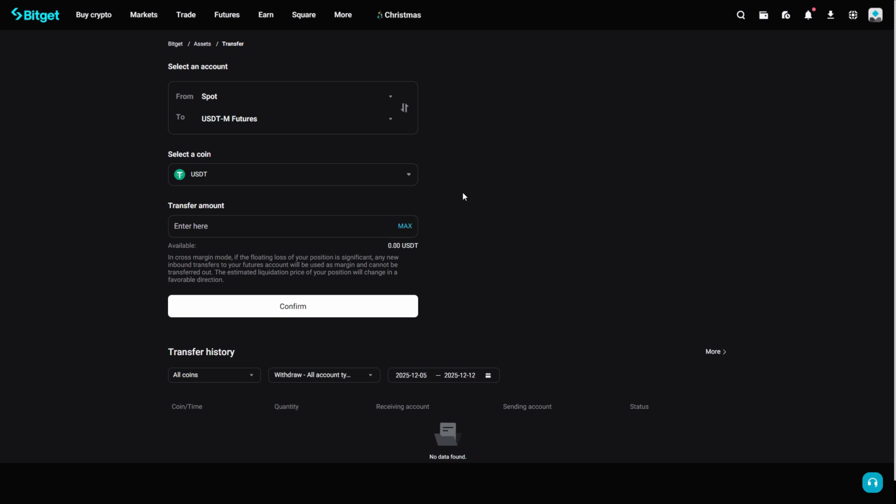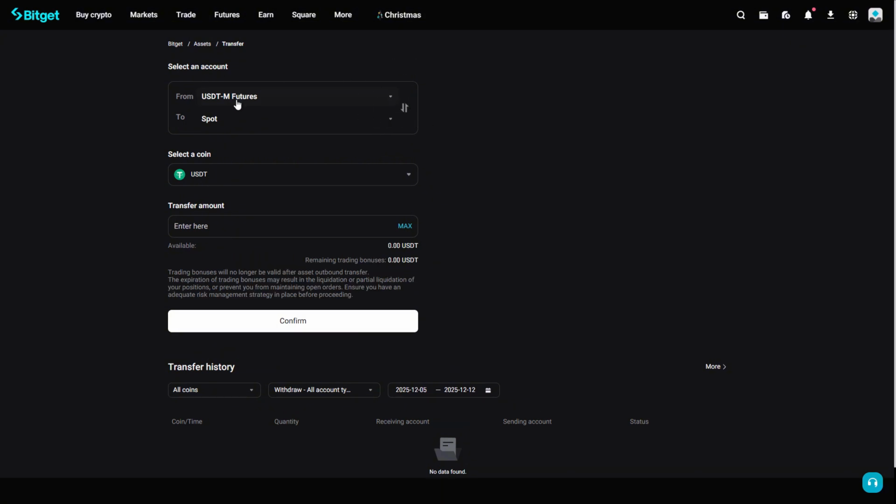And if you ever want to move funds back, maybe you made some profits in futures and want to lock them away in spot, just do the same thing in reverse, from futures to spot. Here's what I do, and I recommend you do the same, especially if you are new. I keep the majority of my funds, like 80 to 90%, in my spot wallet. This is my long-term hold, my safe money.